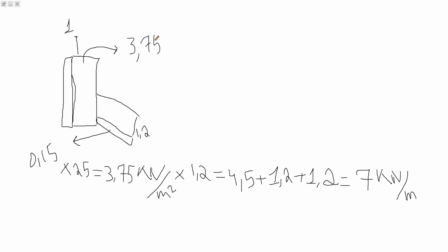3.75 kilonewton per meter with this one plus 7 will become 10.75, and I will consider it as 11. Okay, 11. And we have to apply this 11 onto our landing beam.